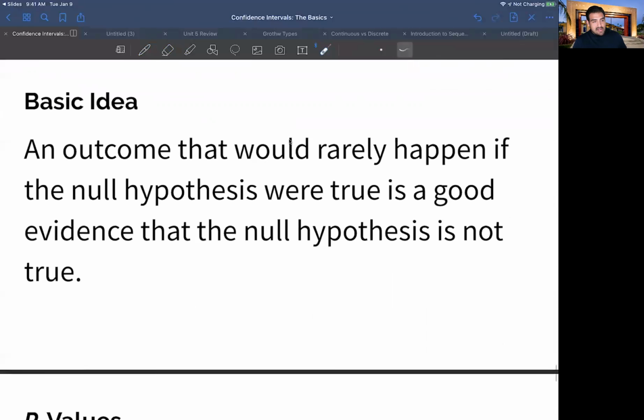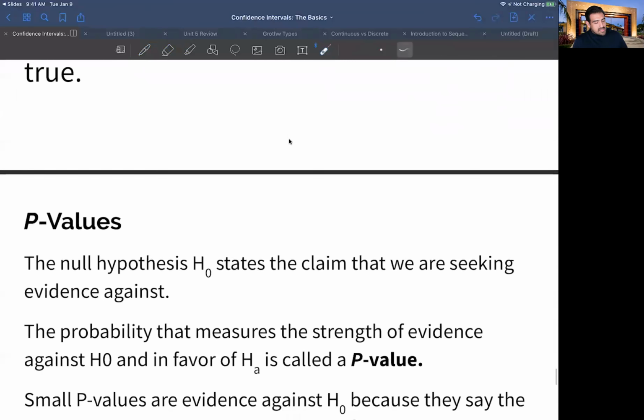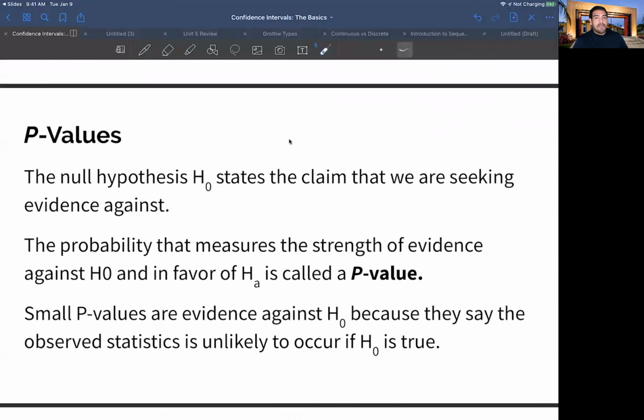That's the basic idea of a significance test. So let's talk about what a p-value is. The null hypothesis, the original claim, states the claim that we're seeking evidence against. The probability that measures the strength of evidence against the original claim, the null hypothesis, and in favor of the alternative, what we're trying to find, is called the p-value. The p-value is a probability. Small p-values are evidence against the null hypothesis, against the claim, because they say that what we saw, what we observed, what we collected is unlikely to occur if the null were true.